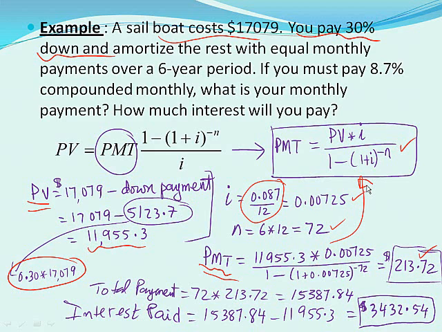So to find out how much interest we are paying for this loan, we need to calculate the total payments. Total payments will be 72 multiplied by 213.72, which will come out to be 15,387.84. So the actual interest paid will be this minus the loan amount. The loan amount is only 11,955.3. Notice that this is not 17,079. This is the amount of loan that we are taking from the bank. So that comes out to be 3,432.54.